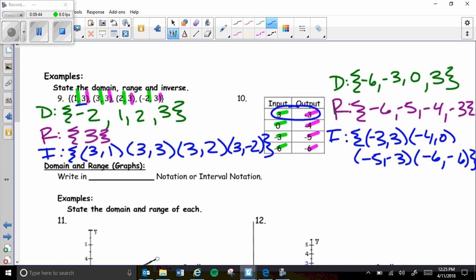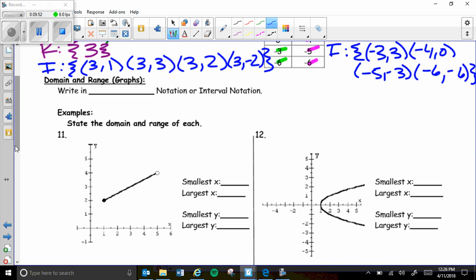If you have questions about how to write those, domain, range, or inverse, again, as always, please pause your video before moving on. Otherwise, we're going to talk about domain and range in graphs, and this is probably the hardest part of this topic.